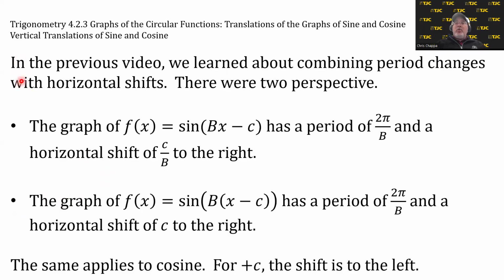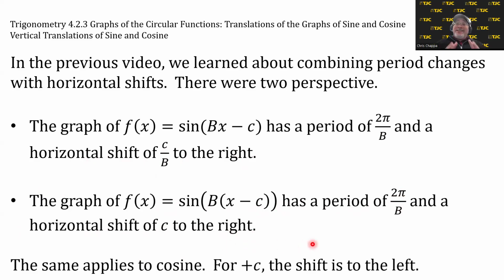In the previous video, we learned about combining period changes with horizontal shifts. There were two perspectives. The graph of f of x equals sine of bx minus c has a period of 2 pi over b and a horizontal shift of c over b to the right. Or the graph of f of x equals sine of b times the quantity x minus c has a period of 2 pi over b and a horizontal shift of c to the right. The same applies to cosine, and for plus c, the shift is to the left.